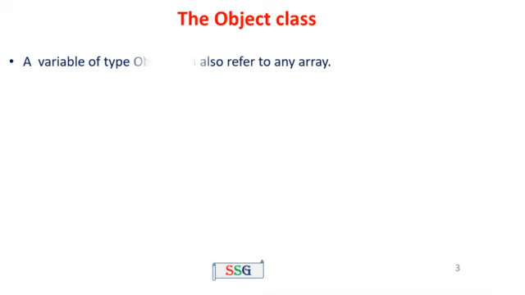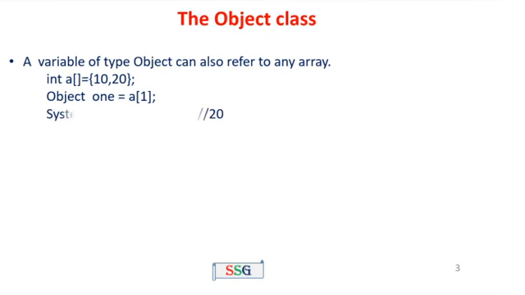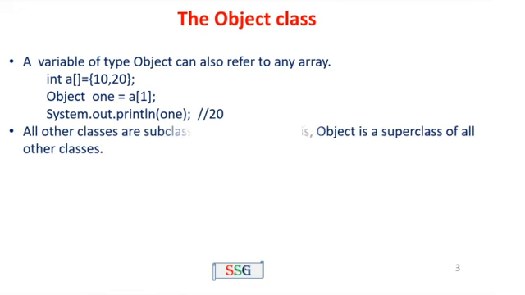Then next, a variable of type Object can also refer to an array. So int a[] = {10, 20}. Here Object o1 = a[1]. That means Object refers to the array data also. Next, System.out.println of o1 means a[1], so the answer is 20, where a[0] = 10 and a[1] = 20. Here the output is 20. So all other classes are subclasses of Object. That is, Object is the superclass of all other classes.